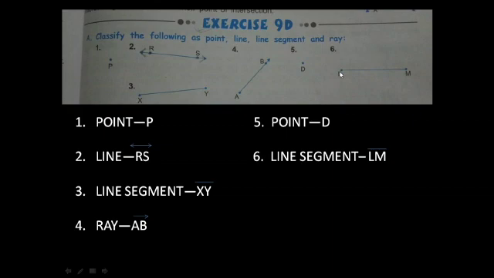Then sixth, it is a line segment. It has two fixed endpoints L and M. You will write here line segment LM and put a bar above it. Next, B bit. Name the points marked between A and B. Here figure is given in your book A to B. You have to mark the points between A and B. First point is C, second point D, then E, F, G and H. These all are the points between A and B.